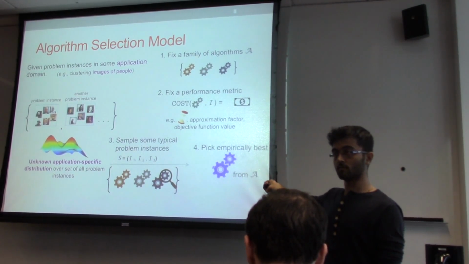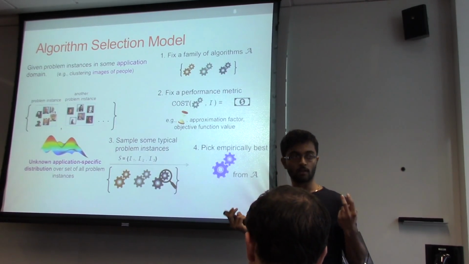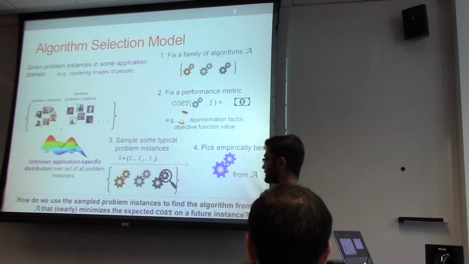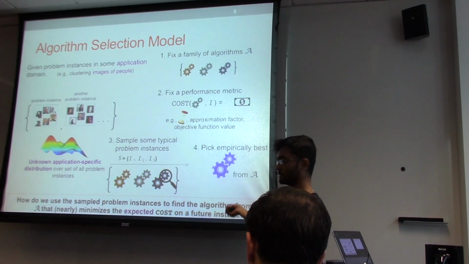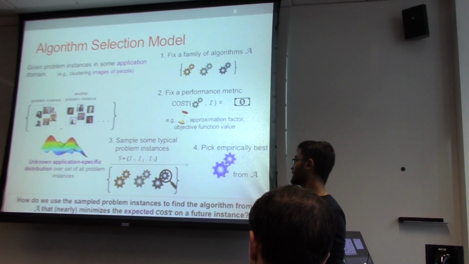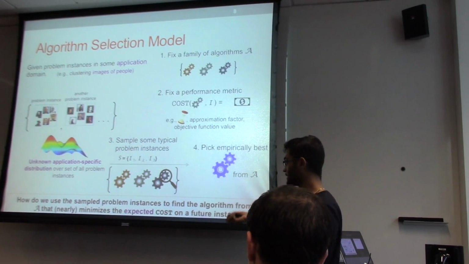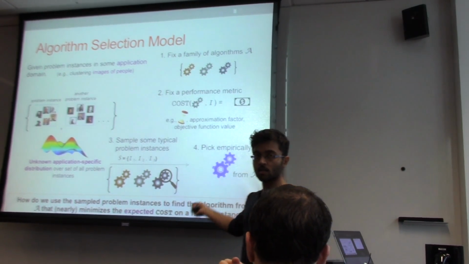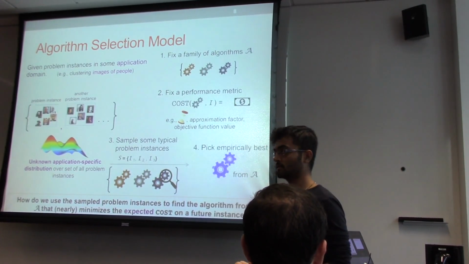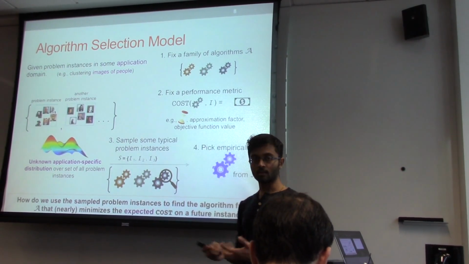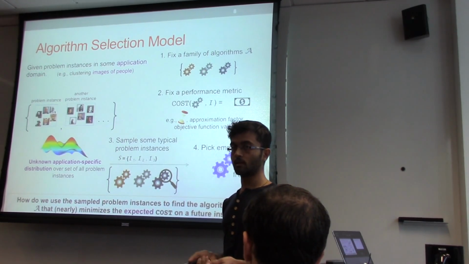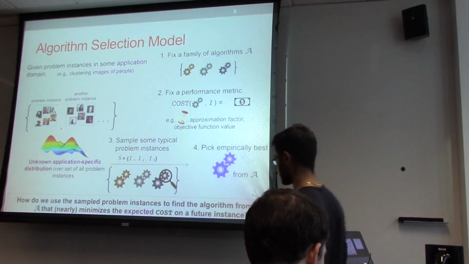So I pick an algorithm from A that is empirically best. So that's the word I'll use, empirically best. And the question here is this: how do we use these sampled problem instances to find the algorithm from A that nearly minimizes the expected cost on a future instance? So I say nearly here because now I'm doing something approximate. I'm not really looking at the distribution, but I'm only looking at samples. So I can't hope to find the optimal algorithm on the distribution.